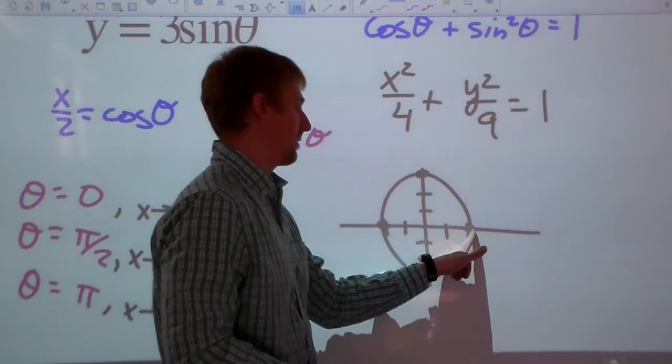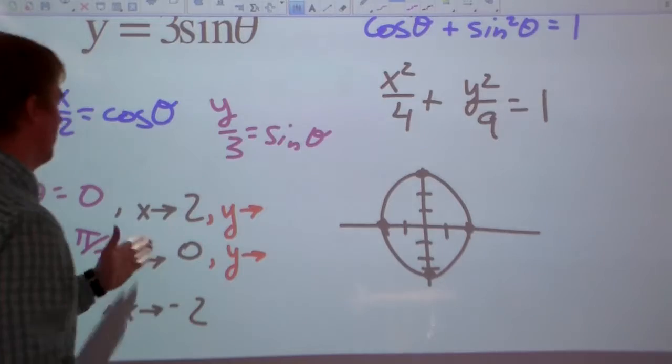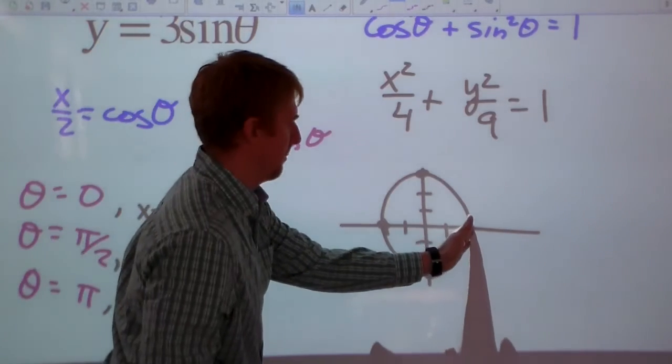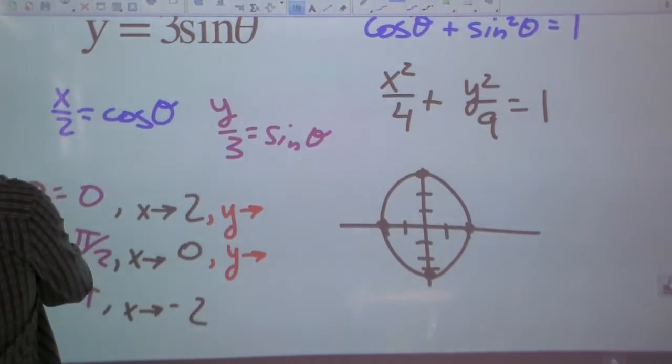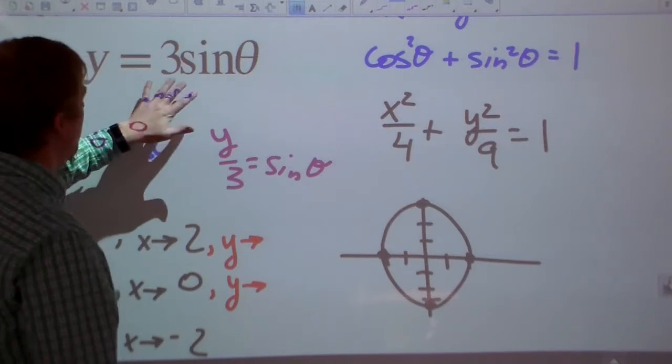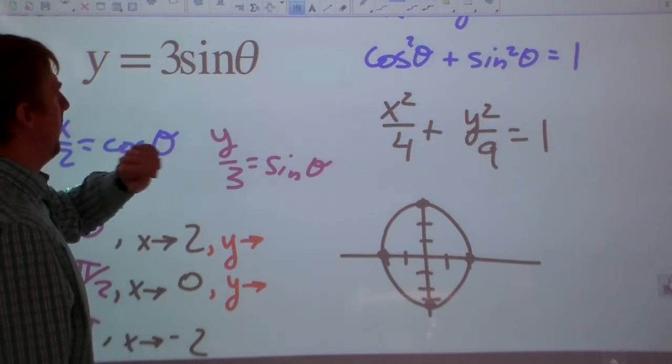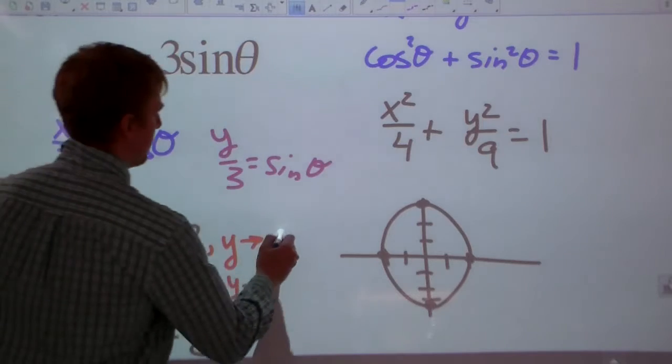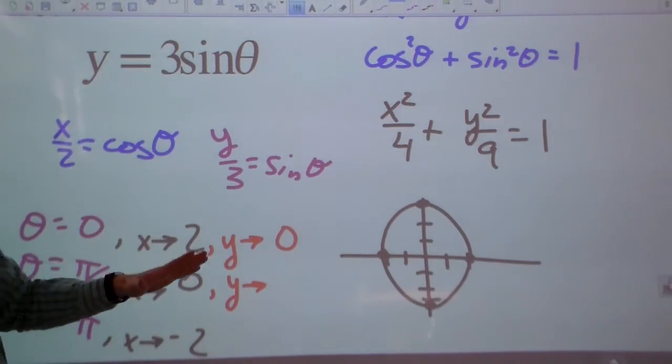I'm pretty confident y is going to be 0 there, but I guess I should probably check. I mean, really, when x is 2, you pretty much got to be 0 for y. It's the only value possible in the graph. But let's double check. Put in 0 for angle. Sine of 0 is 0, so yeah, that is 0.